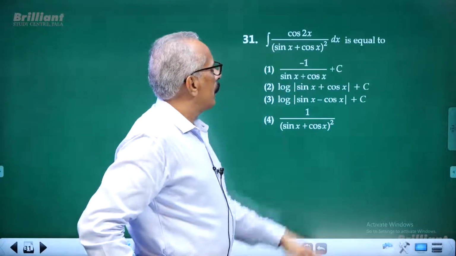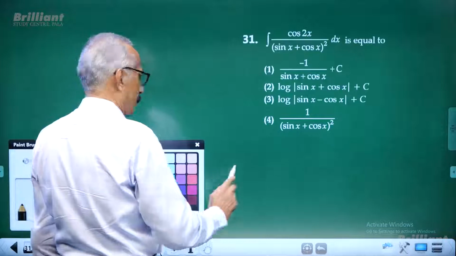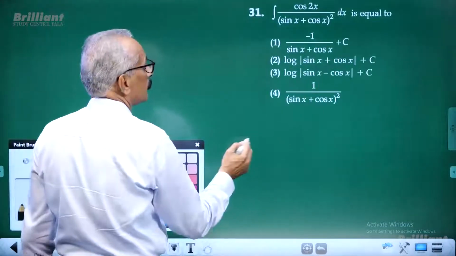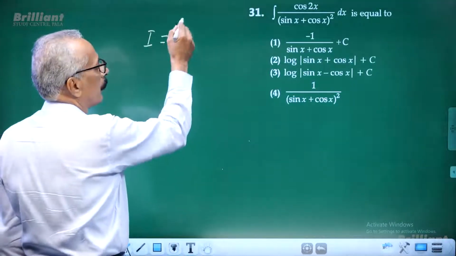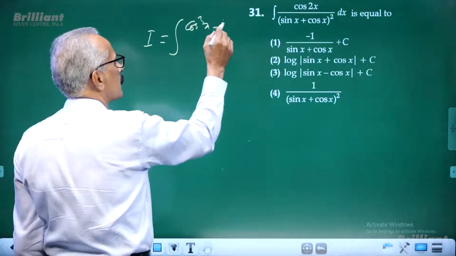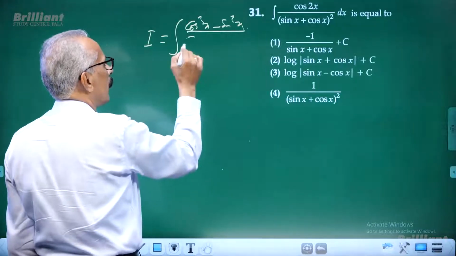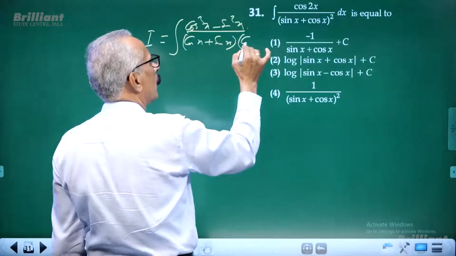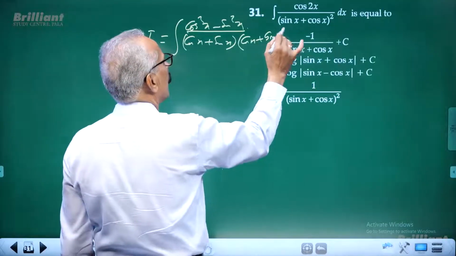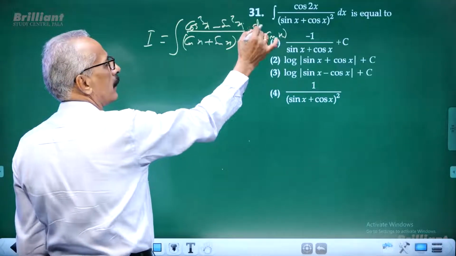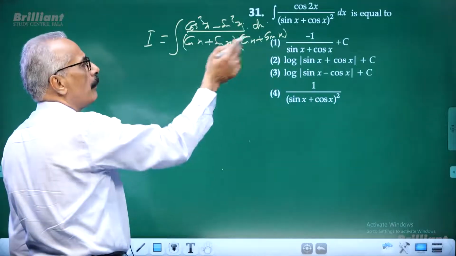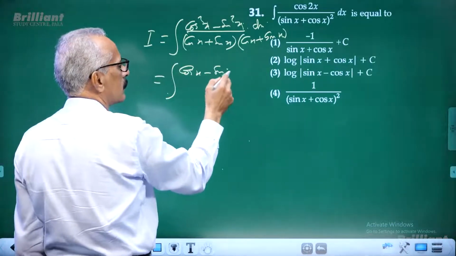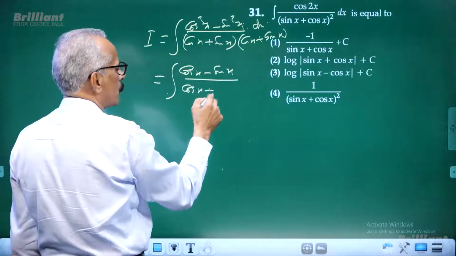Integral cos 2x divided by sin x plus cos x the whole square. Trigonometry formulas you should remember. What's the formula for cos 2x? So I will be equal to integral cos square x minus sin square x divided by cos x plus sin x the whole square. Whole square means cos x plus sin x into cos x plus sin x. This is a square minus b square, a plus b into a minus b, and one a plus b cancels. So it will become cos x minus sin x divided by cos x plus sin x.